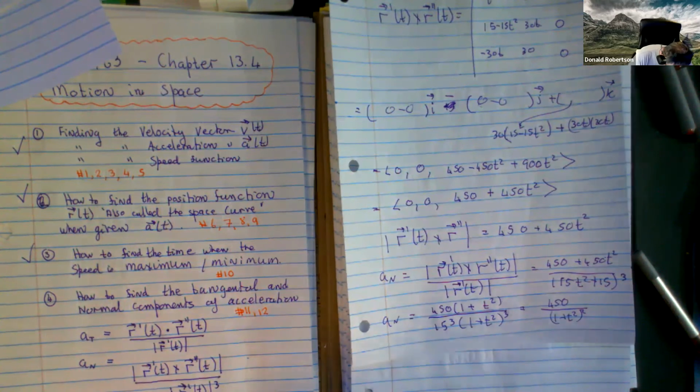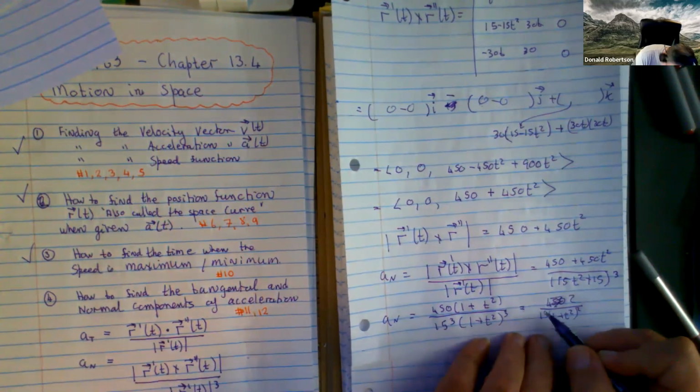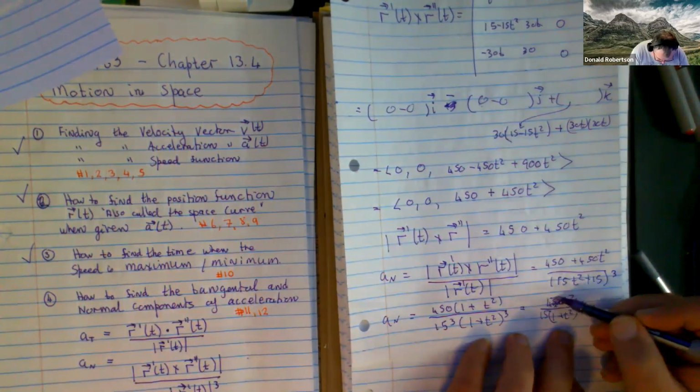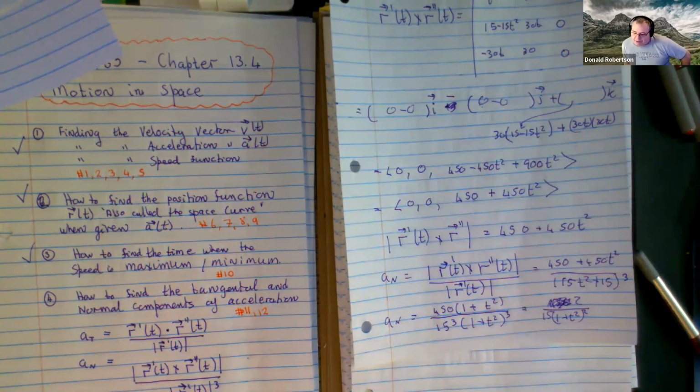What's 15 to 450? 30. What's 15 to 32? So you will get 2/15. At least that's the best I can do in my head. So the answer ends up being 2/15, 1 plus t squared squared. Could have been a lot worse.